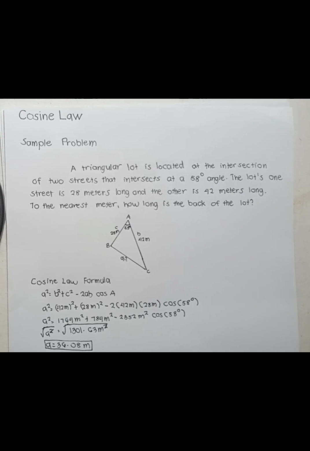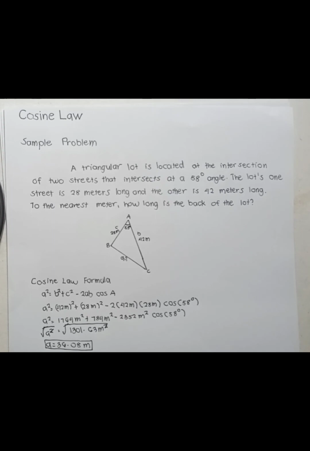Hello everyone, I'm here to discuss to you what is cosine law. The relationship between a triangle's side length and the cosine of its angle can be referred to simply as the law of cosines. The formula for cosine law is c squared is equal to a squared plus b squared minus 2ab cosine c. But searching for c is not always necessary.